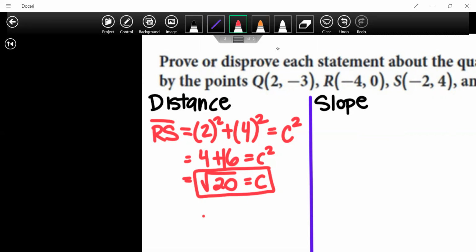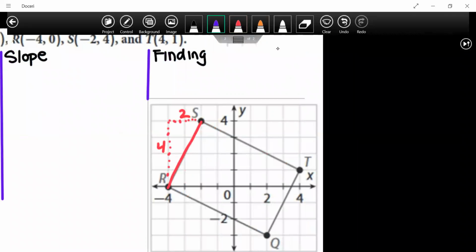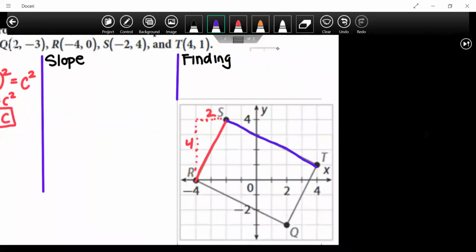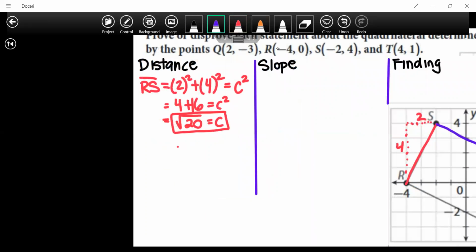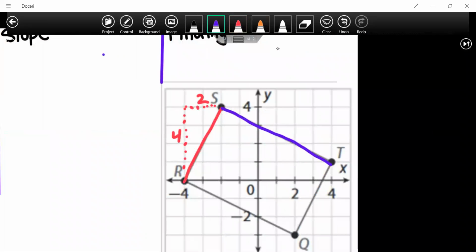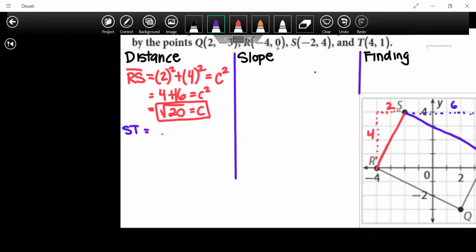We have to do this four times with quadrilaterals. It's not as easy as it was with the other shapes. The next one we're going to do is ST. We're going to go over how many, down how many? So I'm going to plug those in.